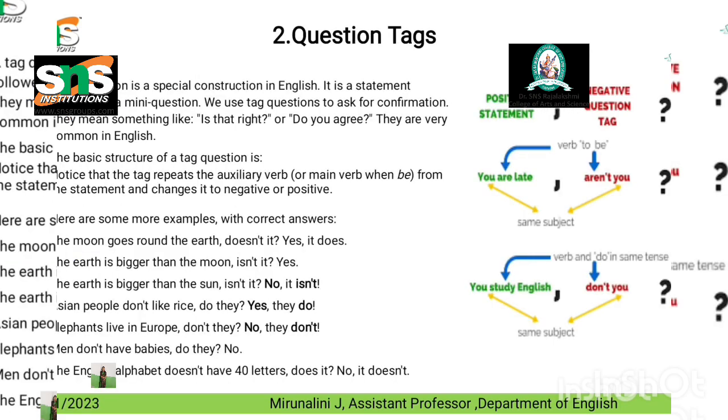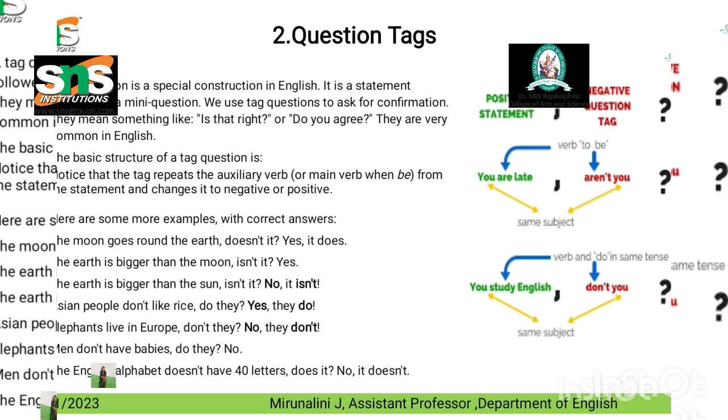Now we are going to question tag. Here, what is a question tag? It creates a question at the end of the sentence. The basic rule for question tag is that a positive statement has a negative question tag and a negative statement has a positive question tag. Here are some examples.